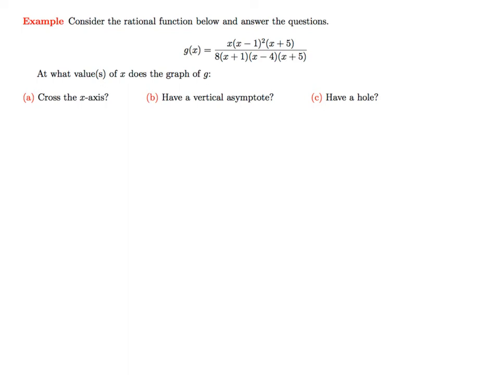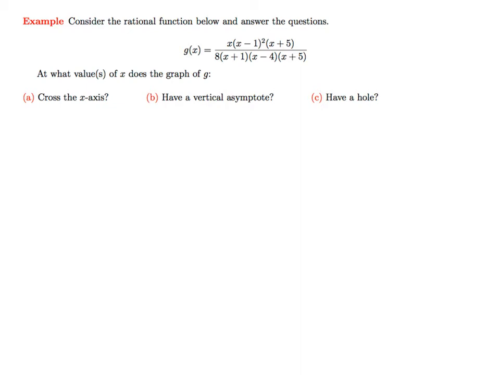In this example, we have the rational function g of x up here, which thankfully has already been factored for us. And we want to identify where the graph of g crosses the x-axis, where the x-intercepts are, where, if anywhere, the graph will have a vertical asymptote, and where, if anywhere, the graph is going to have a hole. So answering these three questions all relates to where the numerator and the denominator of the function may be 0.